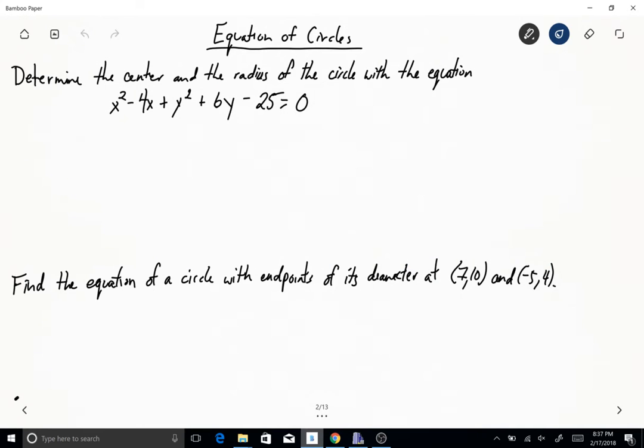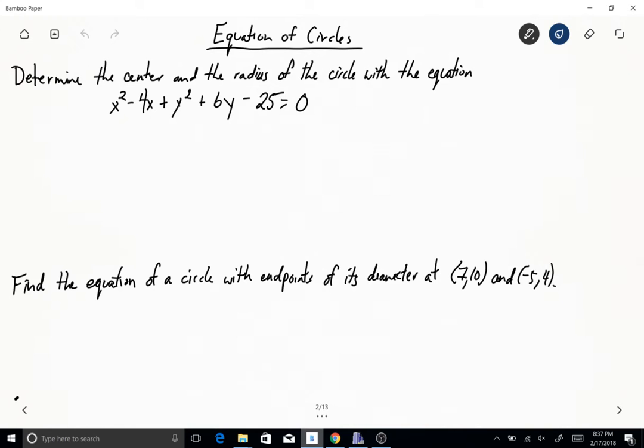Okay. Moving forward, equations of circles, how do we work with those things? So determine the center and radius of a circle with the equation. So this looks nasty, right? You have x squared minus 4x plus y squared plus 6y minus 25.